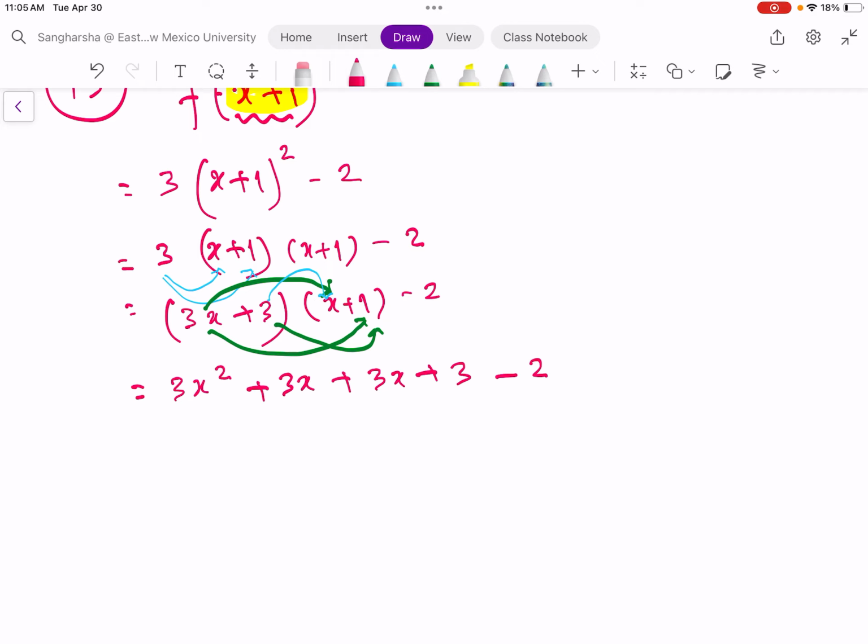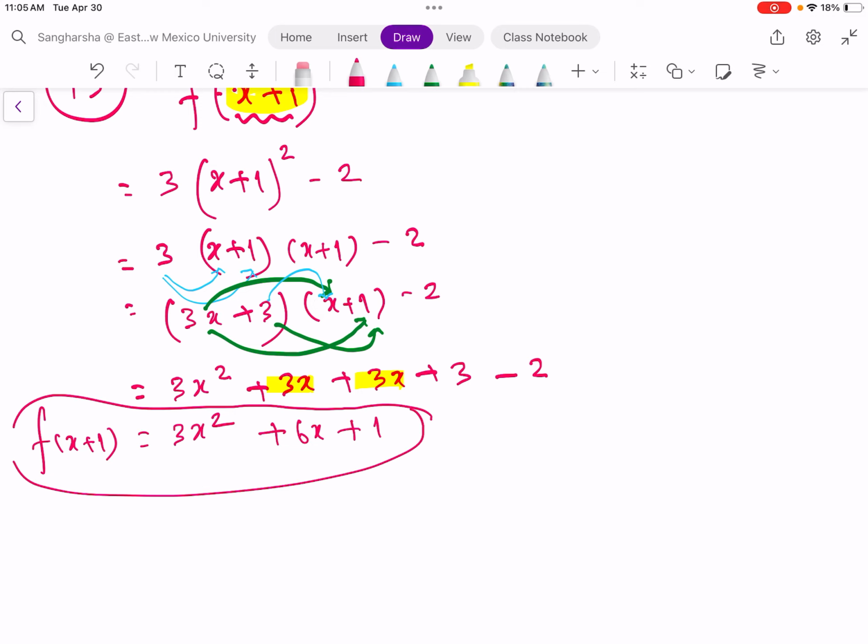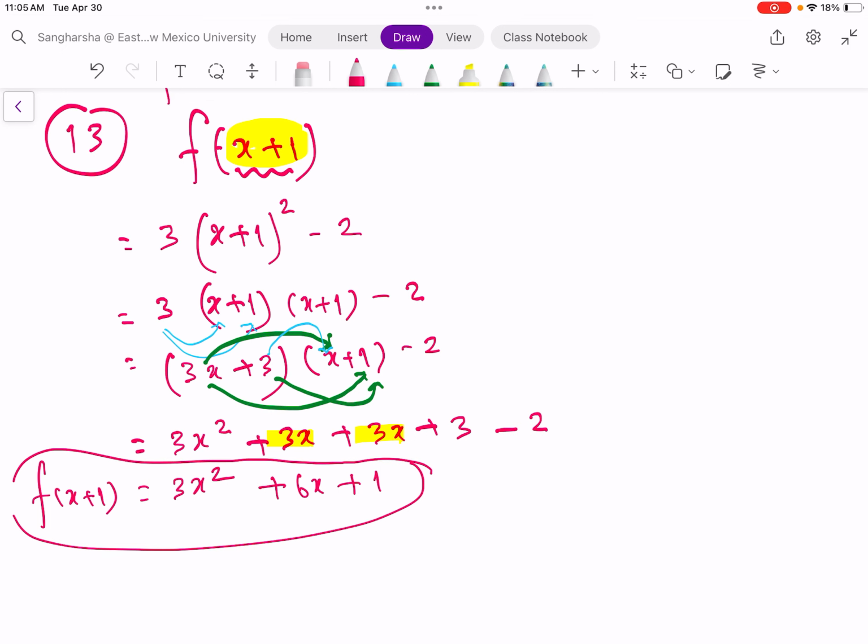Now we look for the like terms. We have 3x squared, and the 3x and 3x are like terms. 3x plus 3x is 6x. 3 minus 2 is positive 1. And this is our final answer. This is f of x plus 1. You substitute your input x plus 1 for every x in the f function, and then simplify.